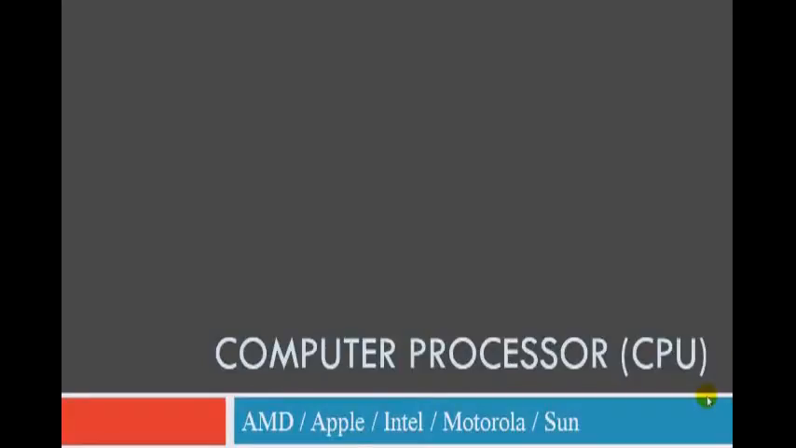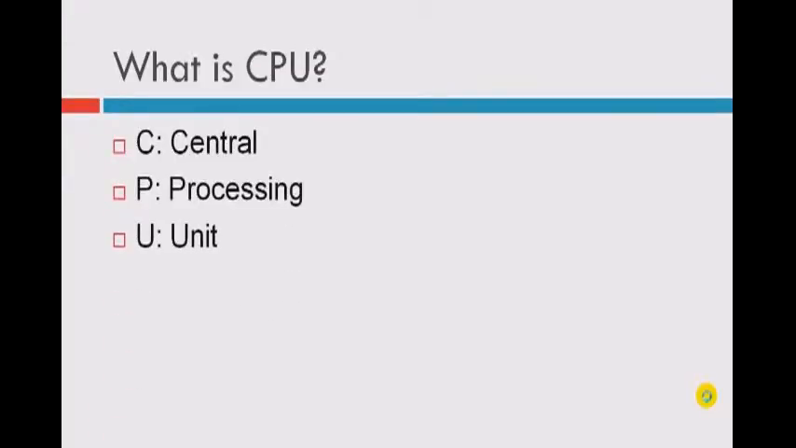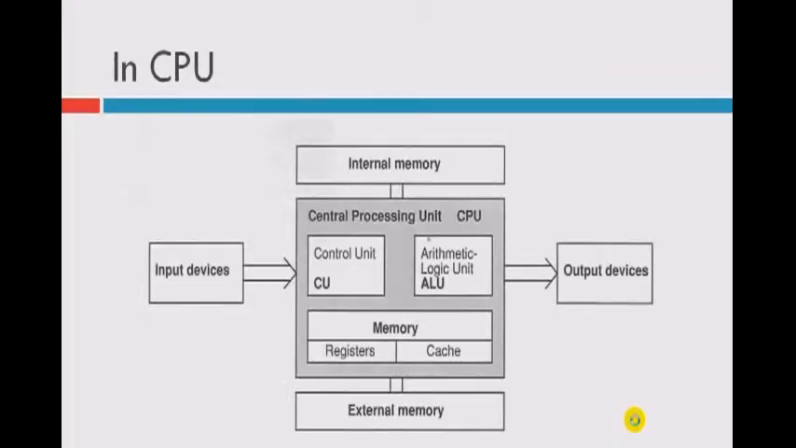The computer processor. So let's start it. What is the CPU? CPU is the central processing unit. Everyone knows that, so I'm not talking about it. So let's move to the other slide. CPU is used in your computer, your calculator, your mobile phone, car, toys, and a lot of components.